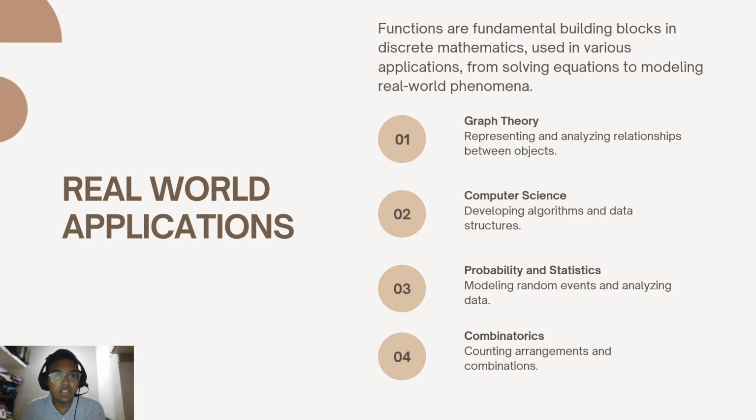Okay, so now if we see real world applications, we can see that functions are fundamental building blocks in discrete mathematics, used in various applications, from solving equations to modeling real world phenomena, which is graph theory, which represents and analyzes relationships between objects, computer science, which helps in developing algorithms and data structures, probability and statistics, which helps in modeling random events and analyzing data, and combinatorics, which helps in counting arrangements and combinations.